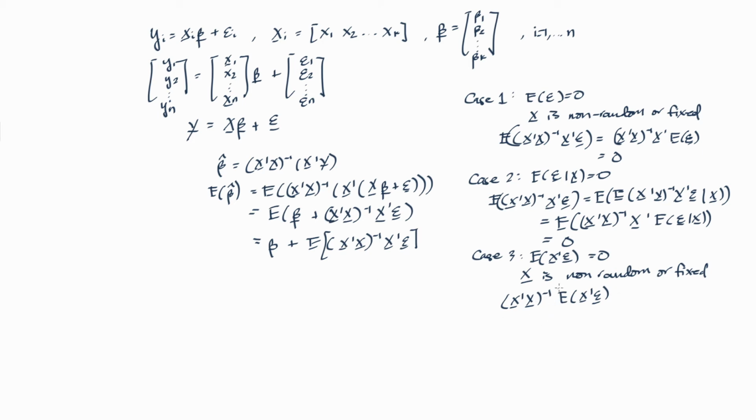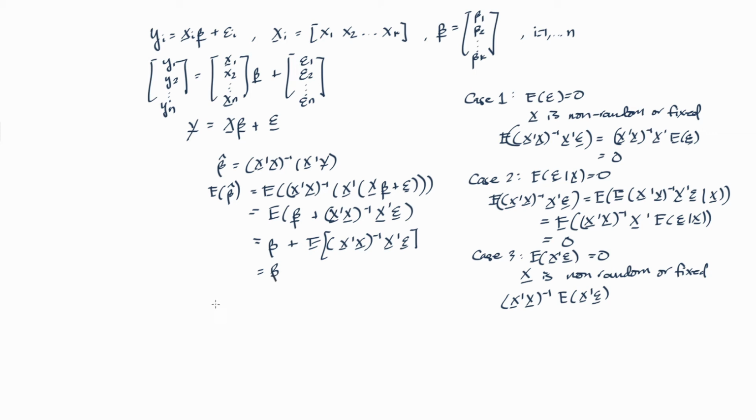If we don't have this assumption that X is non-random or fixed, then under case 3, beta hat is biased, and the bias has the magnitude expected value of (X prime X) inverse X prime epsilon. Given the three cases, the expected value of beta hat is equal to beta, meaning beta hat is unbiased for the parameter that it estimates.